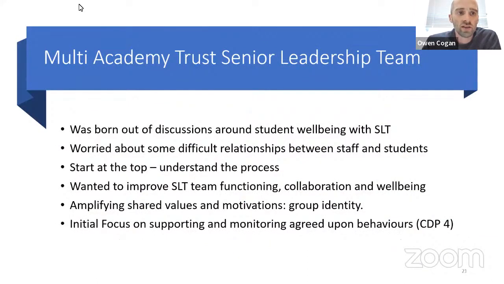Another project that's been good that we've been working on, Duncan Gillard and I, is with the senior leadership team at a multi-academy trust. So several schools who are linked together. This work was born out of discussions around student wellbeing with the senior leadership team. They're worried about some difficult relationships between staff and students.